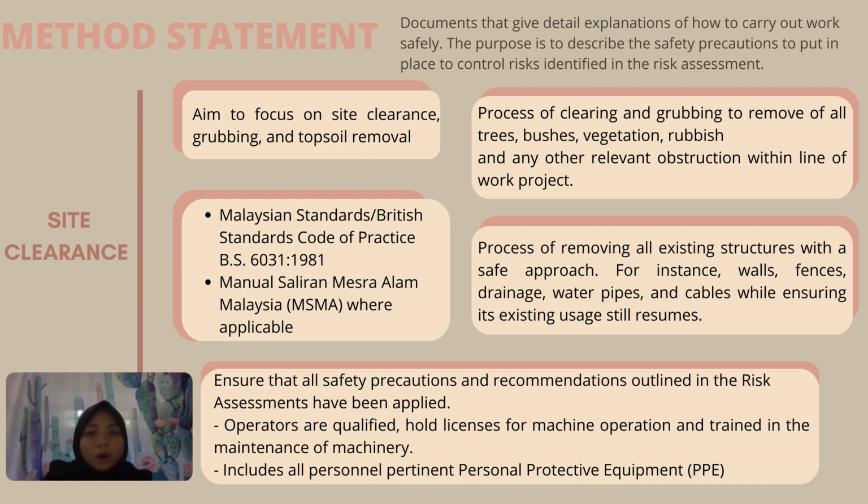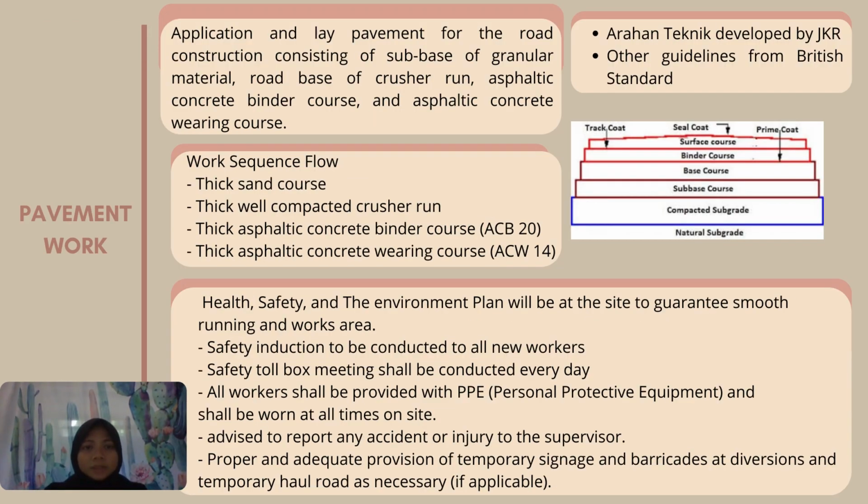And then there is the process of removing all existing structures with a safe approach, for instance, walls, fences, drainage, water pipes, and cables, while ensuring the existing usage still resumes. This also includes site clearance activities other than the above. And then the safety measures that we have to take are to ensure that all safety precautions and recommendations outlined in the risk assessment have been applied. For example, the operators are qualified, hold licenses for machine operation, and are trained in the maintenance of machinery. And lastly, to include all pertinent personal protective equipment, PPE. So these are some examples of precautions that we have to take when doing the site clearance activities.